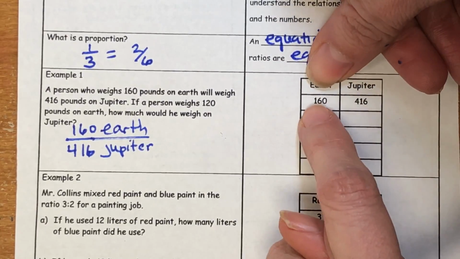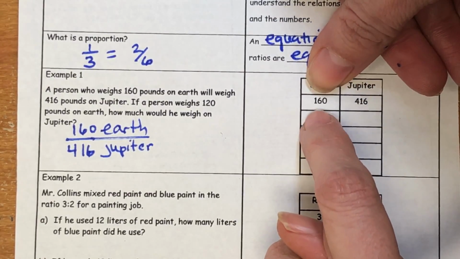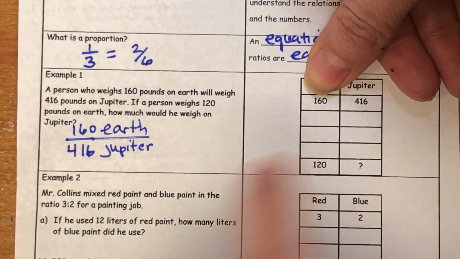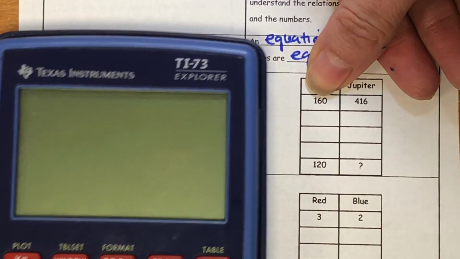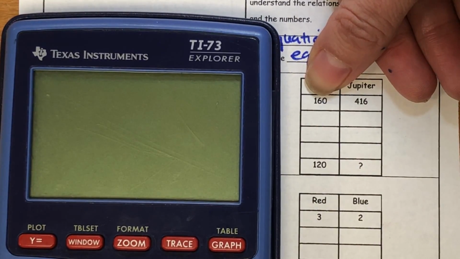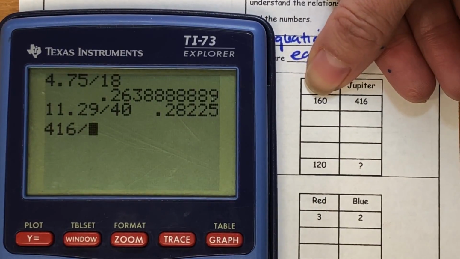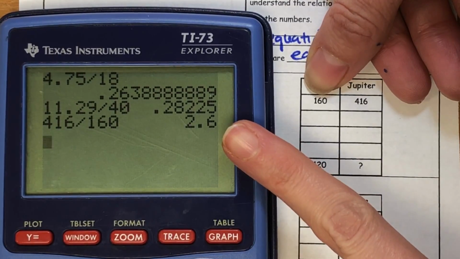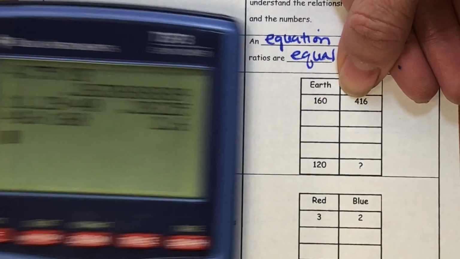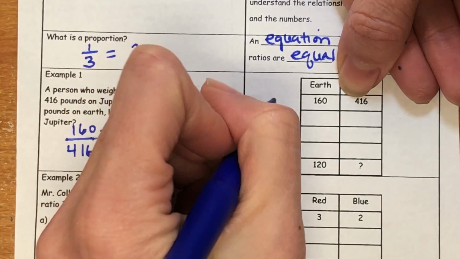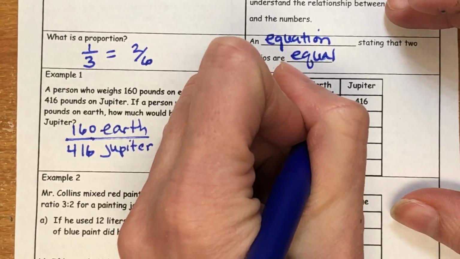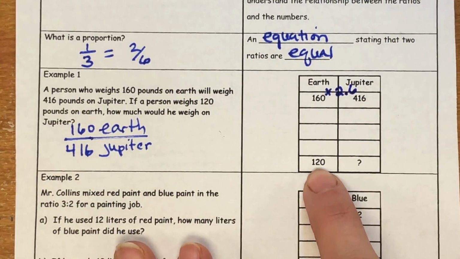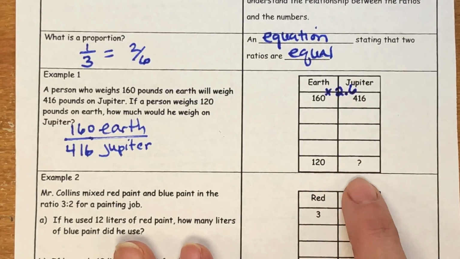Well, I can always multiply. What times 160 is equal to 416? I want to know what that relationship is. So I could just say, 416 divided by 160, that means I'm multiplying by 2.6 to get this. So if I'm multiplying times 2 6/10, that means I can take 120 and multiply by 2 6/10.